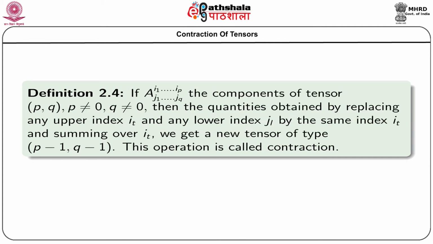If A i1, i2, ip, j1, j2, jq are the components of a tensor of type (p,q), where p is not equal to 0 and q is not equal to 0, then the quantities obtained by replacing any upper index it and any lower index jl by the same index it and summing over it, we get a new tensor of type (p-1, q-1), that is one less from the contravariant index and one less from the covariant index. This operation is called contraction.